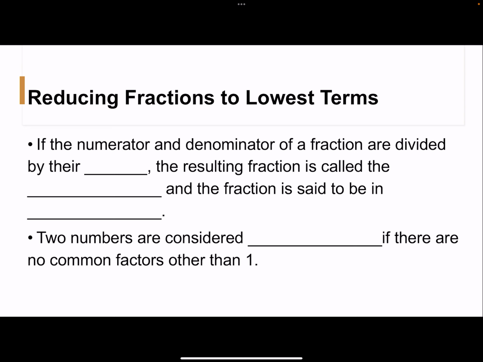If the numerator and denominator of a fraction are divided by their greatest common factor, we've already talked about the GCF, the greatest number that we can divide both by, then we're going to say that the resulting fraction is in simplest form, and the fraction is said to be in lowest terms.